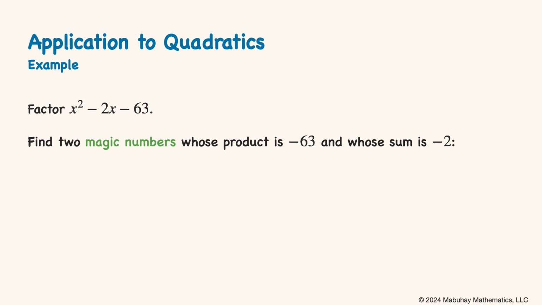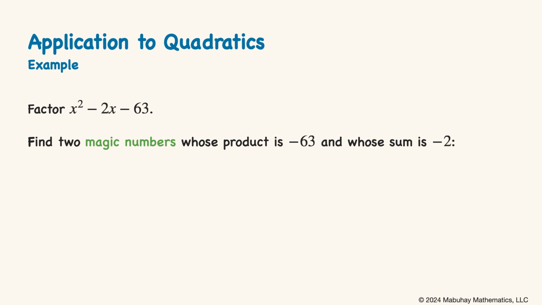So the way to do this efficiently is to get good at running through pairs of factors of the number where you need the product. So in this case, the negative 63. So we want to run through pairs of factors of negative 63, and then as we come up with a new pair, we just do a quick check. Does the sum equal negative 2 or not?